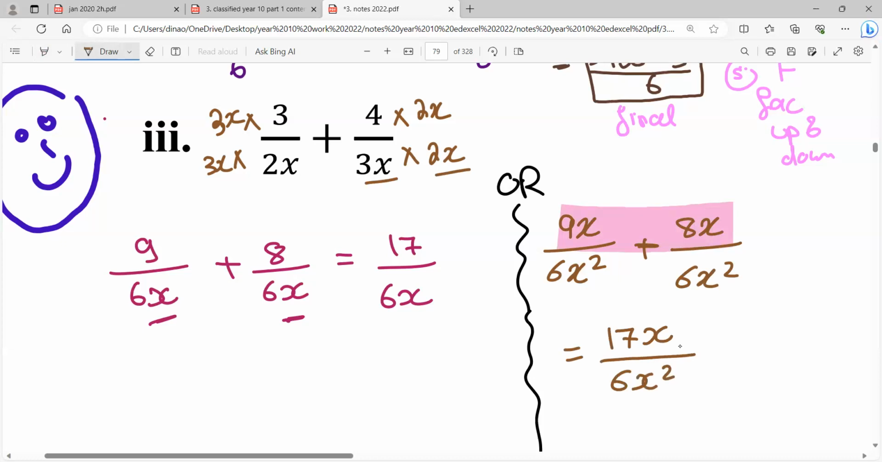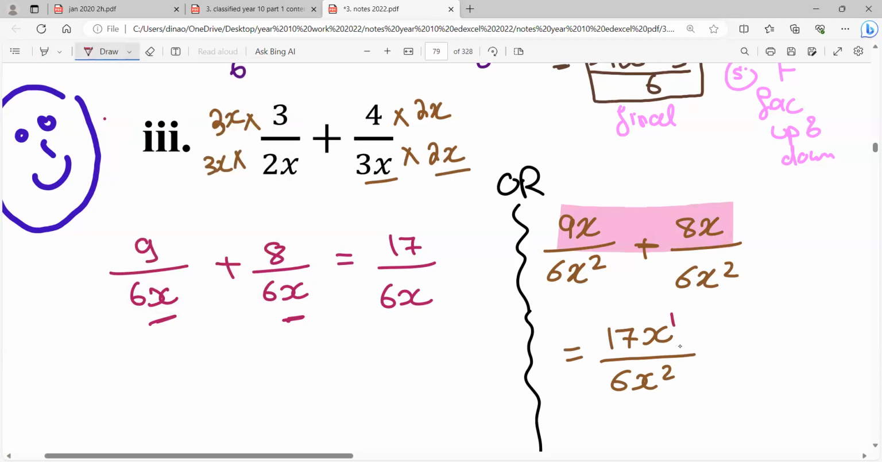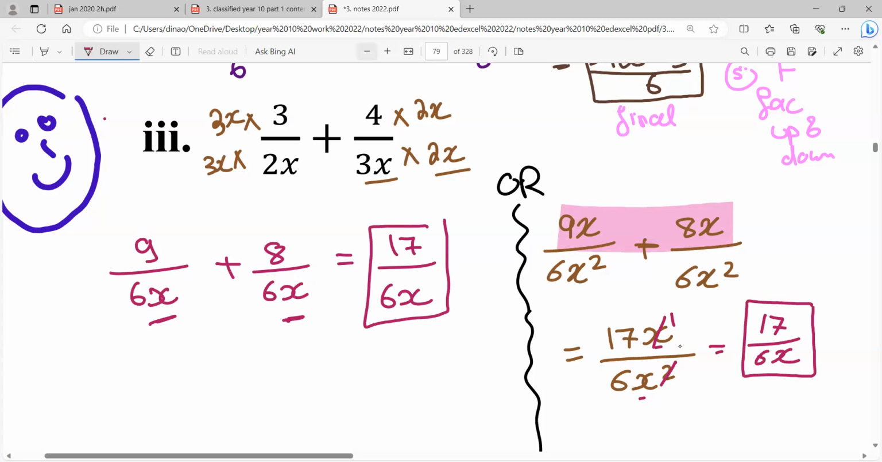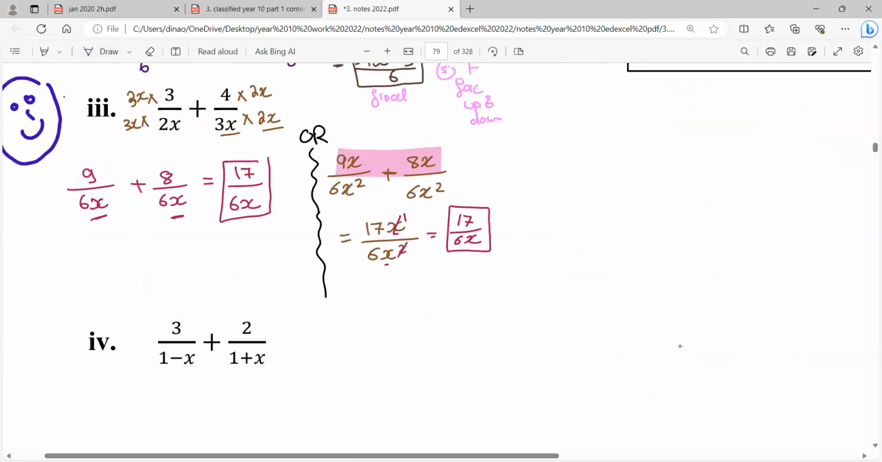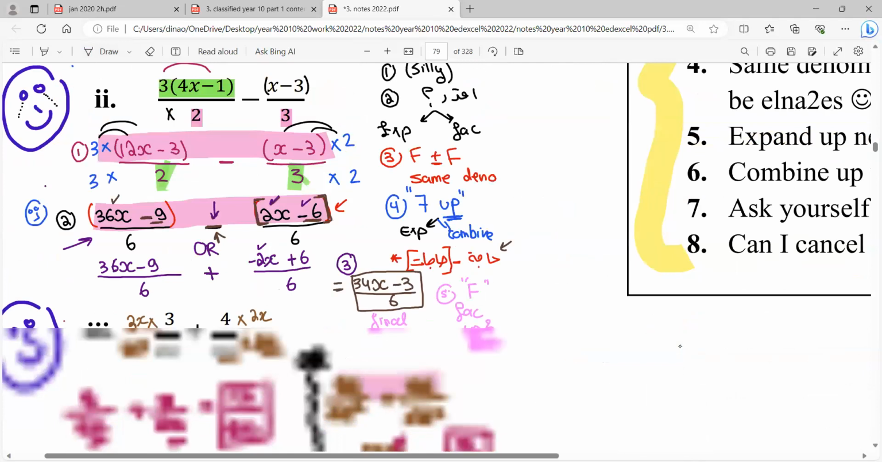The idea here is that I must simplify, because the questions always say keep your answer in a simplified form. According to the topic indices, if you have the same letter up and down and there's division, you can subtract the powers or you can just simply cancel out. So I have one x on top, I can cancel it with one of the x's at the bottom, and what remains is 17 over 6x, which as you can see is the same answer.